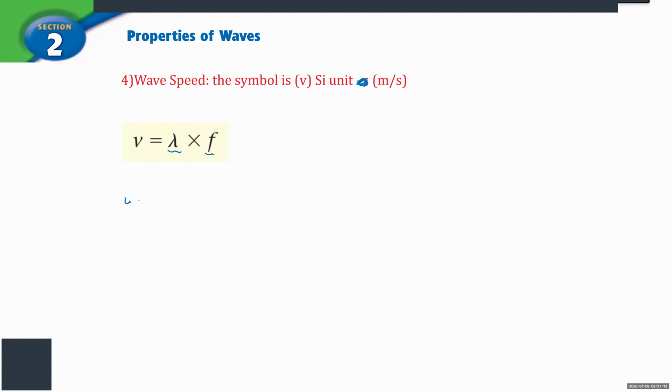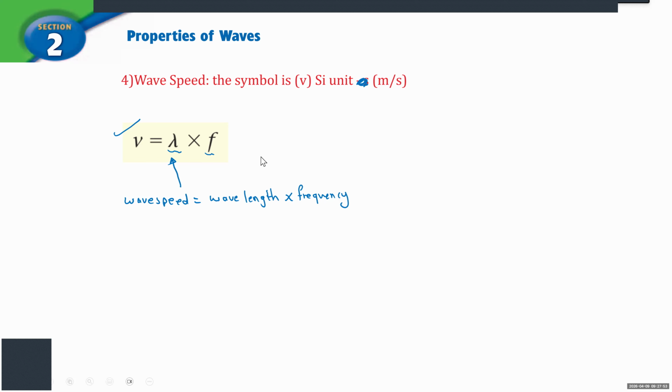So wave speed, the equation is important, is equal to wavelength multiplied by frequency. If lambda and frequency are given, and I ask about wave speed, I use this equation to find the wave speed. If wavelength and frequency are given, we can find the wave speed by using this equation.